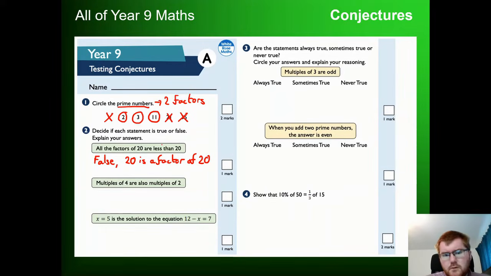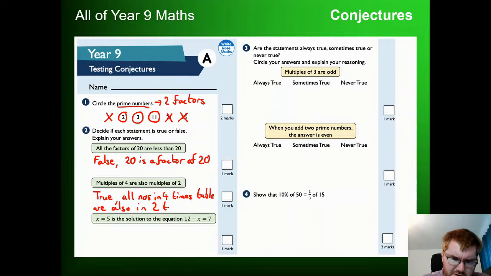Multiples of 4 are also multiples of 2. Well, that's going to be true because all numbers in the 4 times table, so that's 4, 8, 12, 16, are also in the 2 times table. So it's just about trying to explain yourself mathematically when you look at these problems.